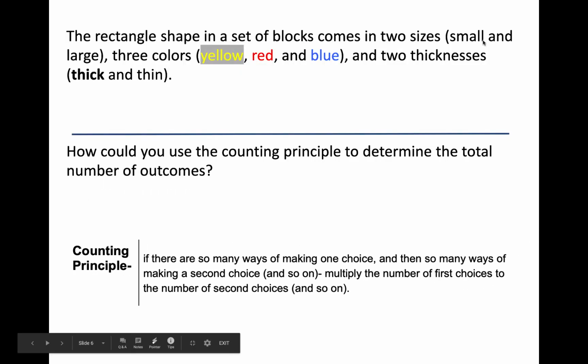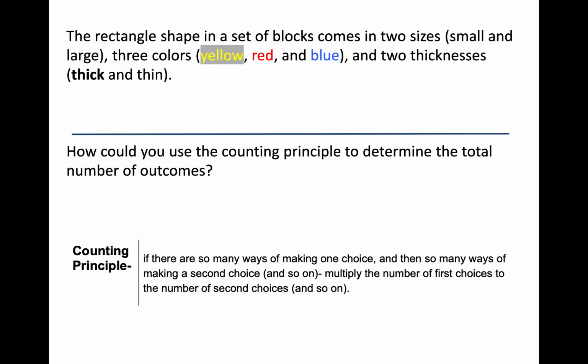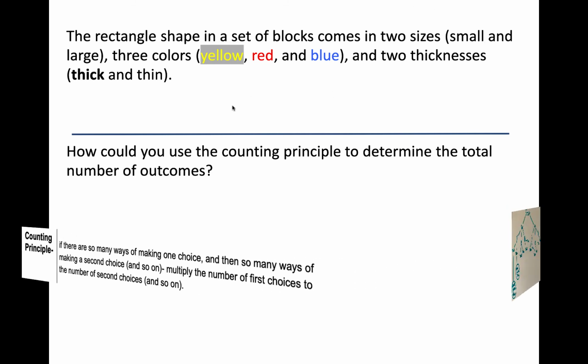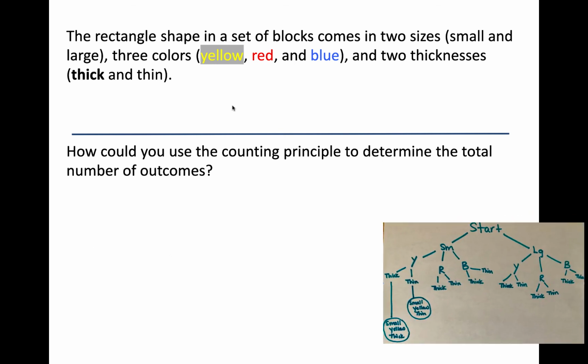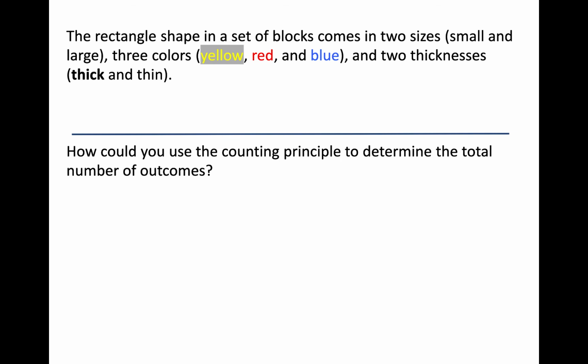If there are so many ways of making one choice, followed by so many ways of making a second choice, and so on, because we could have more than 2 choices in an experiment, counting principle says you can multiply the number of ways for each one of those choices, and you're going to get the total number of outcomes. So let's do that right now with our rectangular shape experiment. We already know that we should get 12 total outcomes, right? Our tree diagram showed that. So let's start by identifying our choices. Our first choice in this experiment was size.